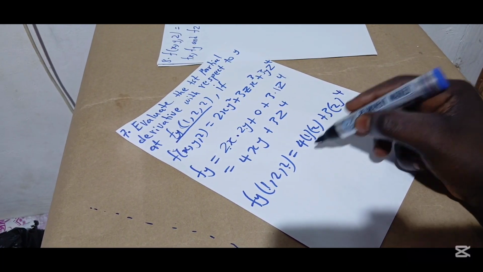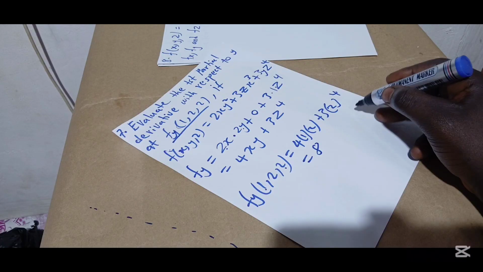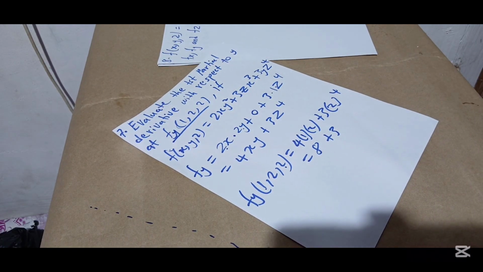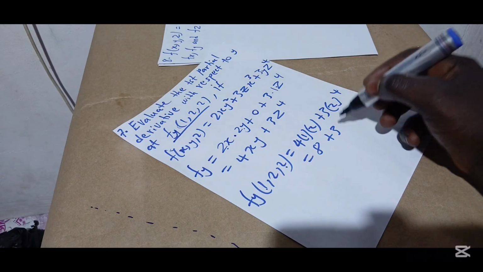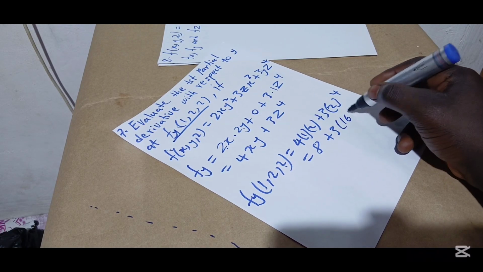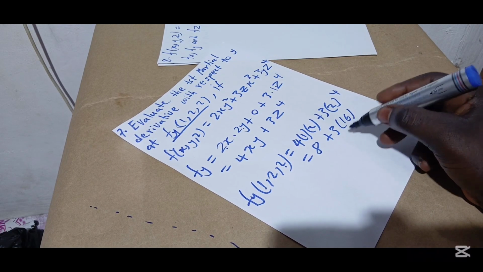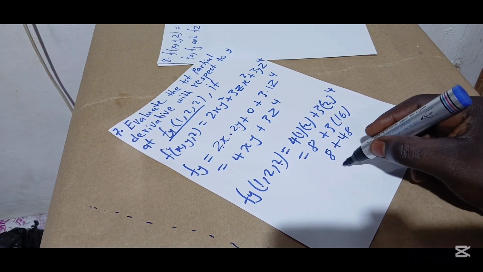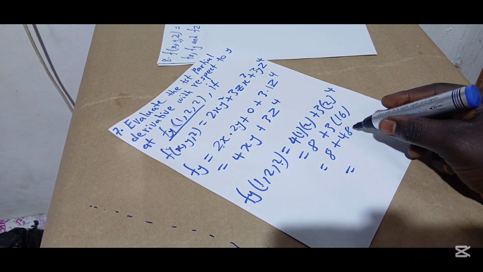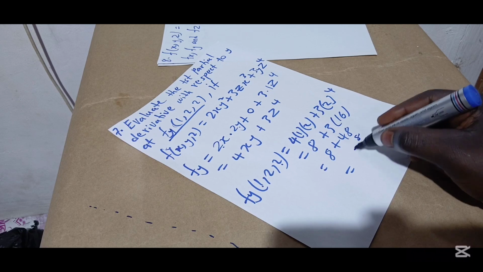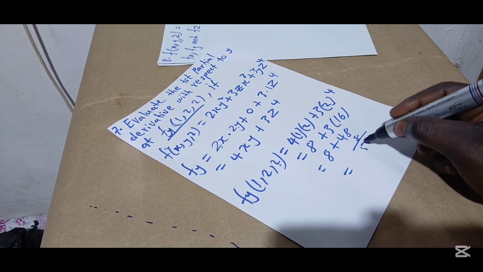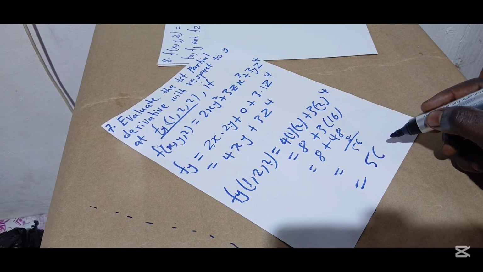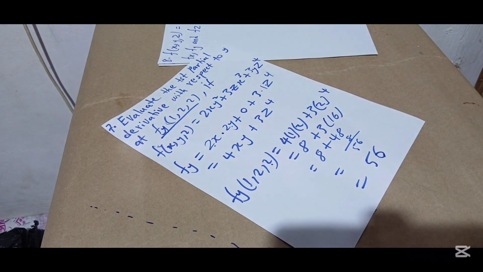So 4 by 1 by 2 gives us 8. Then plus 3 times 2 to the power 4, which gives us 16, right? And then 16 by 3 gives us 48, plus 8 right here. 48 plus 8 gives us what? 56. So our final answer for this is 56.